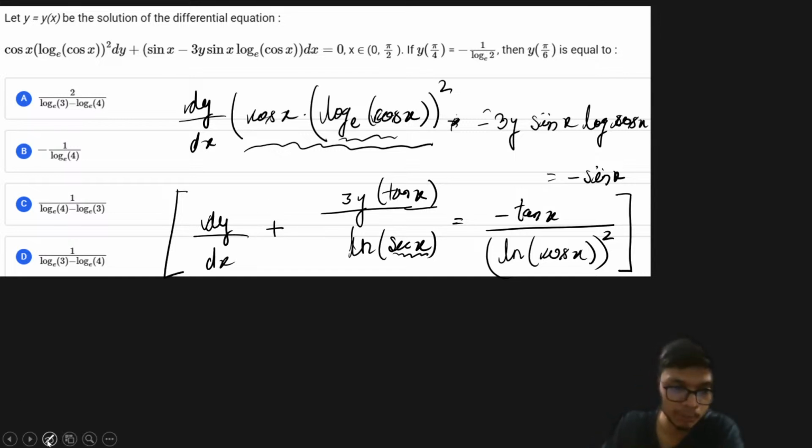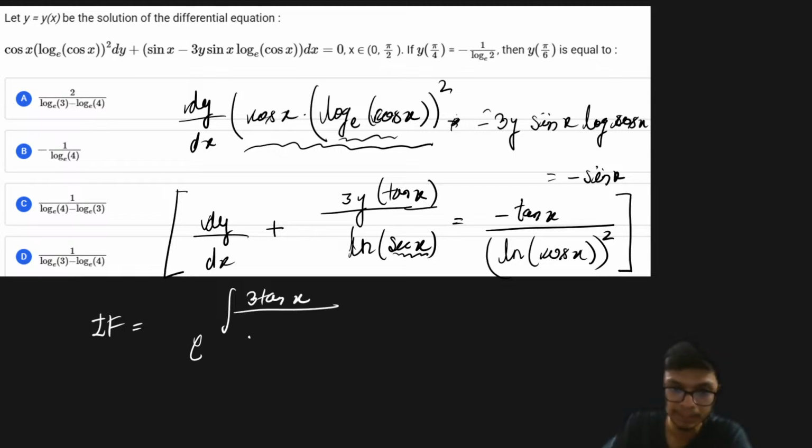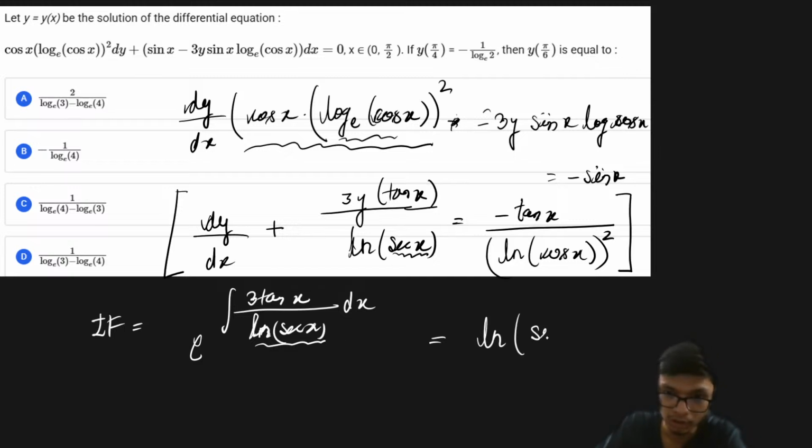Okay, so from here we can find out easily the integrating factor is going to be e to the power integration of 3 times tan x divided by natural log of sec x, dx. This is very simple because if we take t equal to natural log of sec x, then dt is going to be equal to tan x dx. So the integrating factor is going to come out as natural log of sec x whole cube. I hope this is clear.